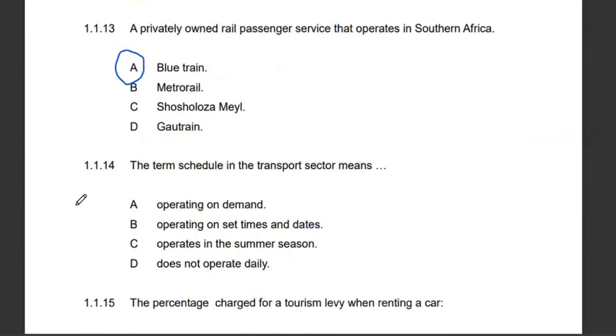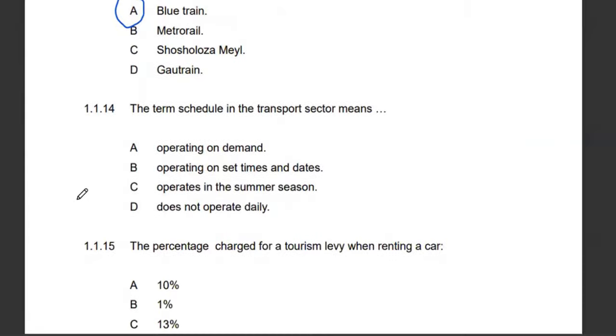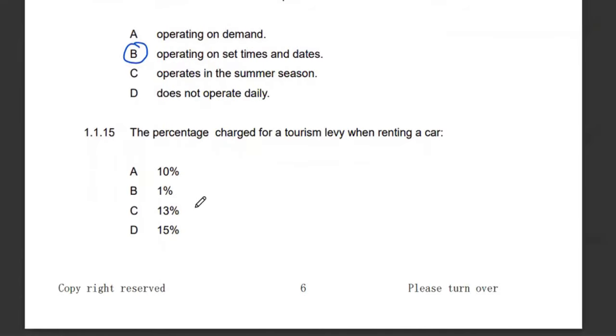Now let's move on to 1.1.14. The term schedule in the transport sector means a timetable which is operating on set times and dates. When you talk about a schedule in the transport sector, we are talking about a timetable which allows a transport operator to operate on set times and dates. The percentage charged for a tourism levy when renting a car. So the percentage which will be charged is 1%, which is collected by TOMSA.